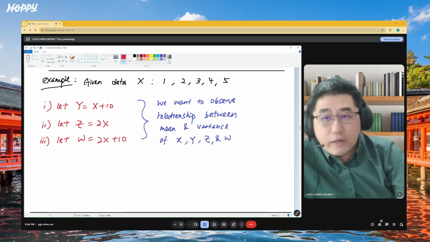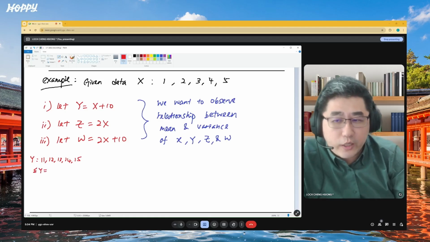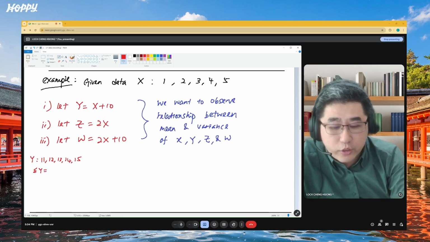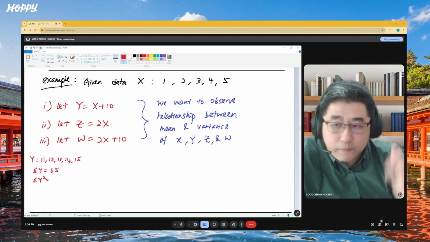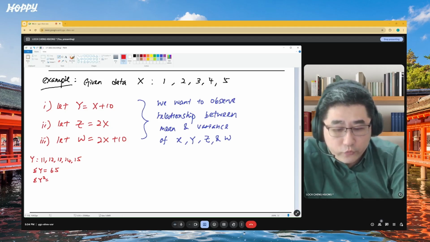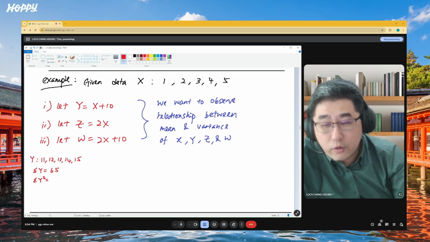Let me calculate for the y first. From the y, I will have the data of 11, 12, 13, 14, 15. Then the sum of the y values: 11 plus 12 plus 13 plus 14 plus 15 is 65. Then I have the sum of y squared: 11 squared plus 12 squared plus 13 squared plus 14 squared plus 15 squared, I will have 855.